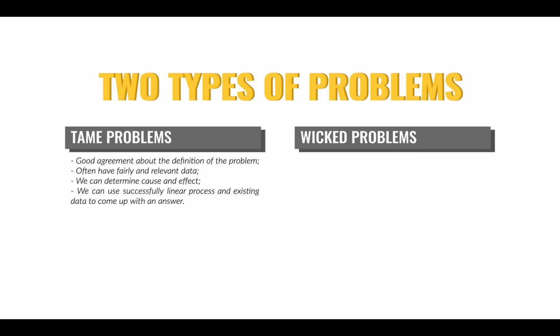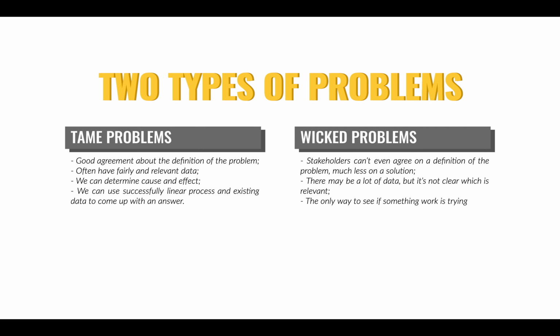The second group is the wicked problems. Here, the stakeholders cannot even agree on a definition of the problem, much less on a solution. There may be a lot of data, but it's not clear which is relevant or not. And the only way to see if something is working is trying.